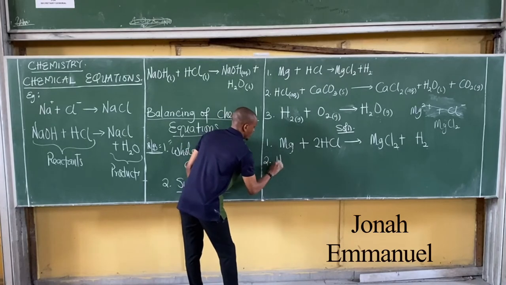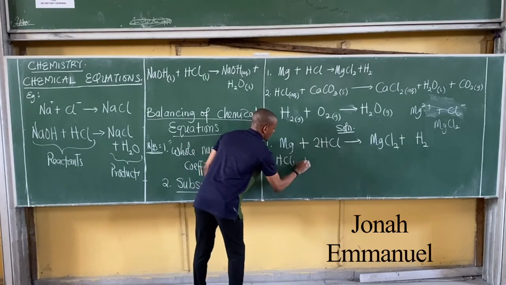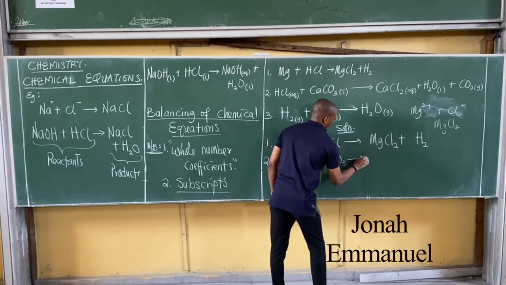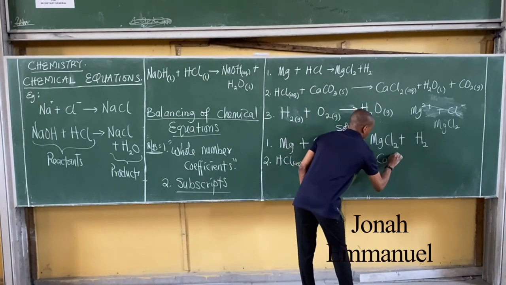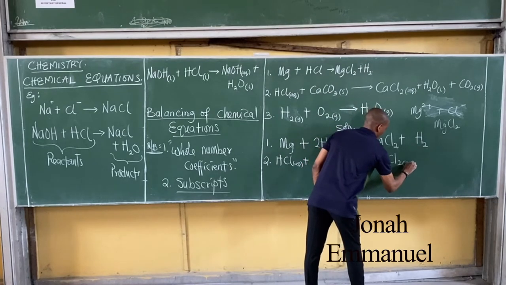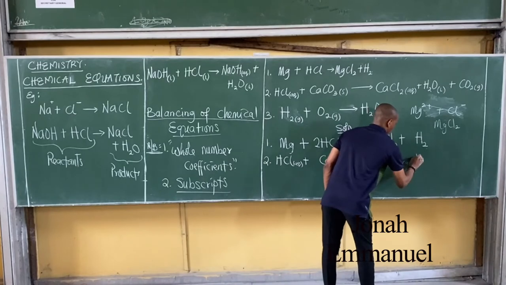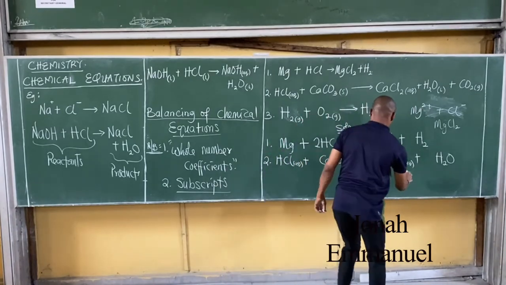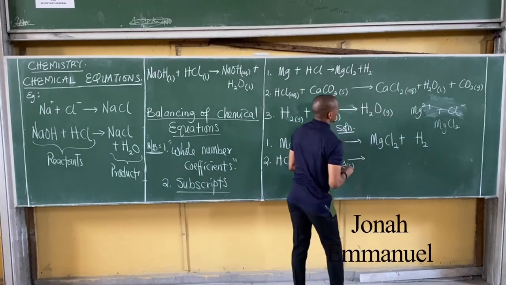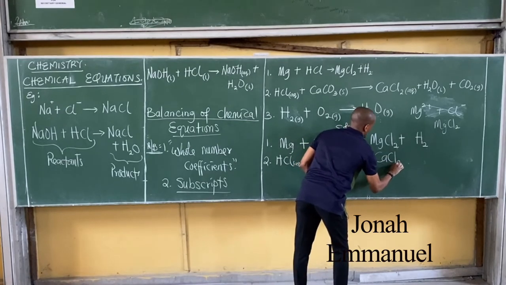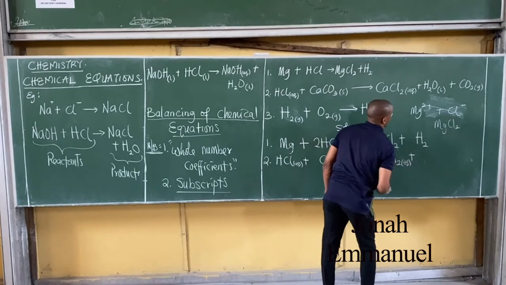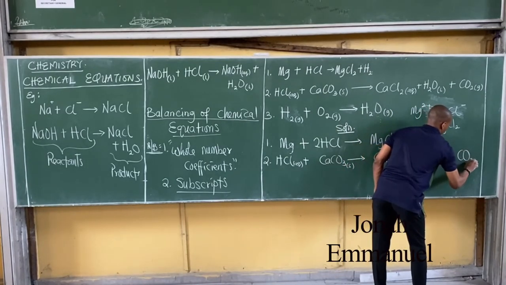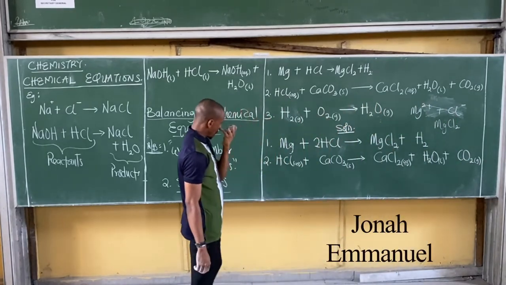Number two, I have HCl in aqueous form combined with calcium carbonate. That's limestone. This was solid. It gives you calcium chloride in aqueous form plus water in liquid form plus carbon dioxide in gaseous form. So I have it.